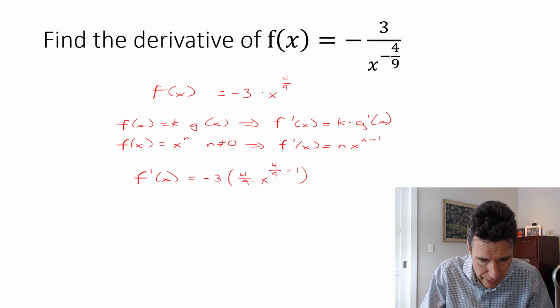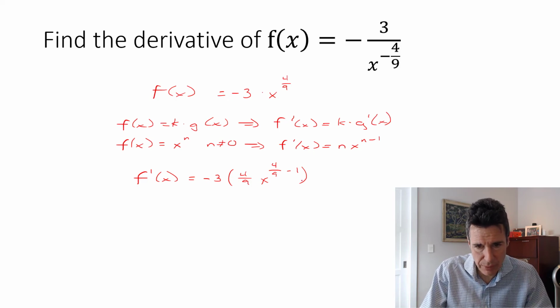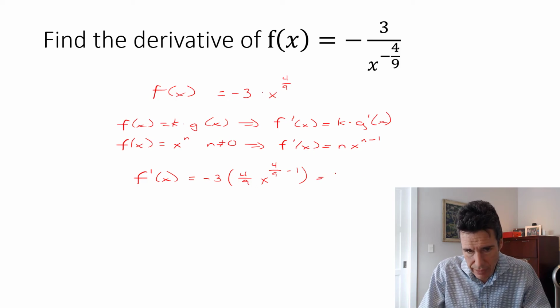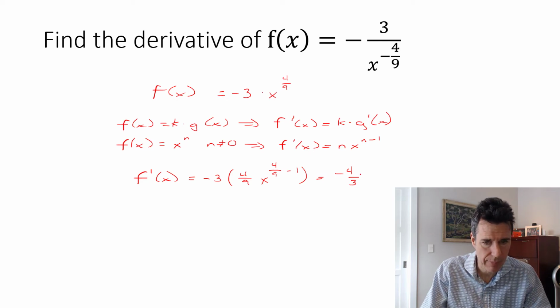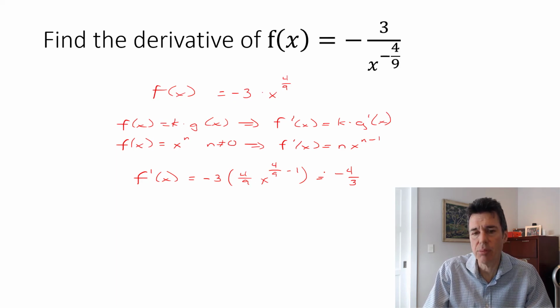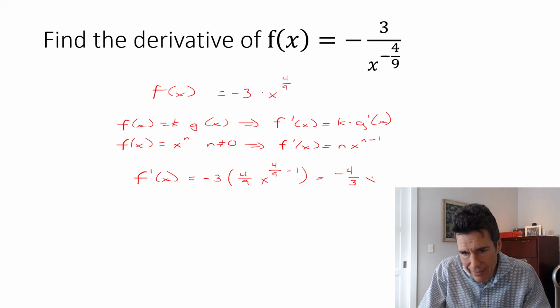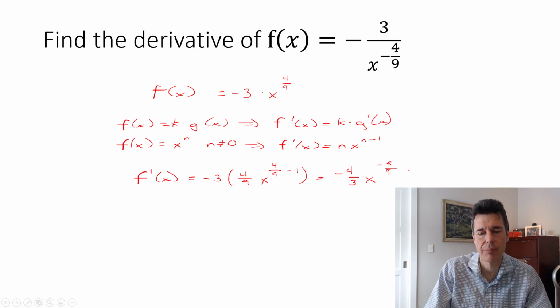Okay, so we multiply these two things together. We get a 3 canceling, and we end up with negative 4/3. Right, the 3 cancels out with the 9. We end up with the 3 in the denominator. X to the 4/9 minus 1 is x to the negative 5/9.